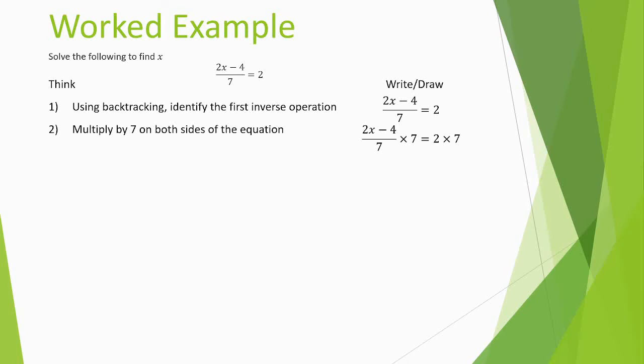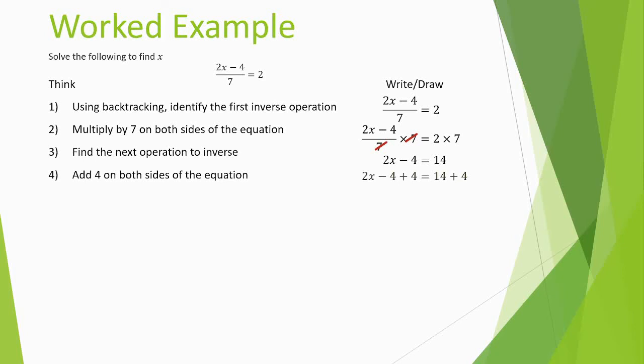So I multiply by 7, we can cancel out that divide by 7 or the denominator and the multiply by 7. And what we're left with is 2x minus 4. And because we've done the times by 7 on both sides, we've got 14 on the other side. Now again, we work out what the next operation is to inverse. And that will be that minus 4. So the opposite of minus 4 is plus 4. So we're going to add plus 4 to both sides. Again, we're going to cancel out those 2 4s. And what we're left with is 2x equals 18.